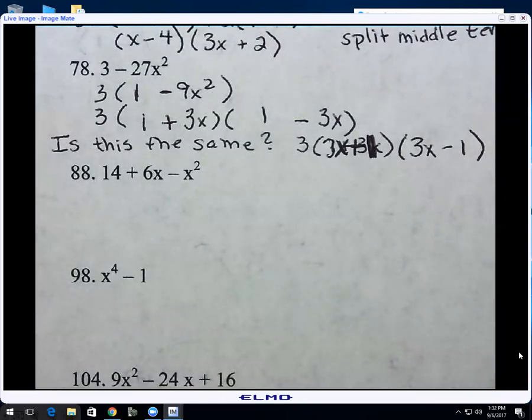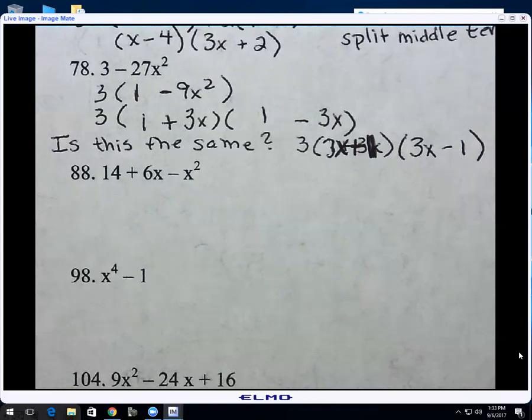Is 1 plus 3x the same thing as 3x plus 1? That would make everybody commit and vote. Yeah, order doesn't matter when you add. 1 plus 3x is the same as 3x plus 1. Is 1 minus 3x the same thing as 3x minus 1? Order does matter when you subtract. The commutative property doesn't apply to subtraction.